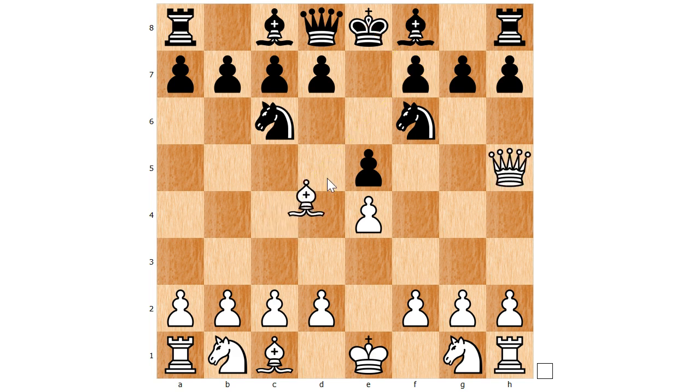Notice that if you captured with the bishop, it wouldn't be checkmate, since the king could then move to e7. That is why white took with the queen.